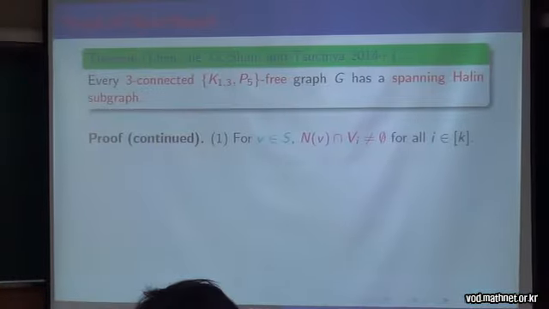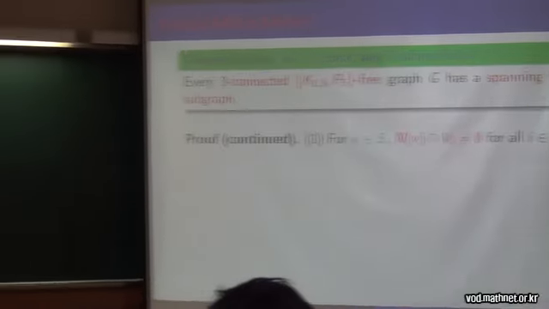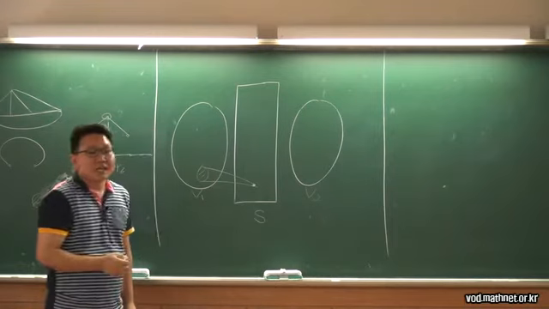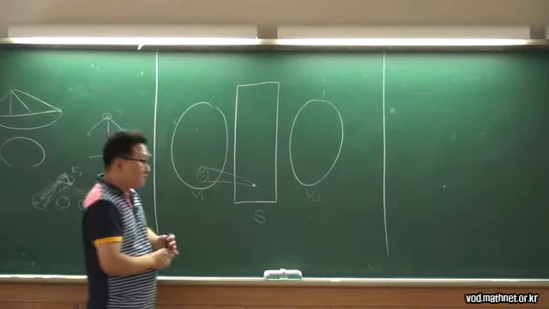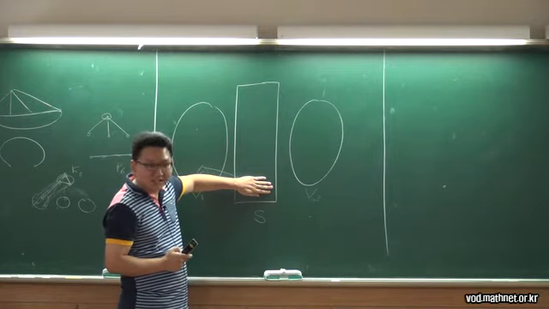First, for any vertex in the set S, and this vertex and V sub I, let's say this is V sub 1, maybe V sub 2, maybe more, the intersection is always non-empty. If you pick a vertex in here, it always has a neighbor in each V sub I. If it doesn't, then we can have a smaller separating set, right?